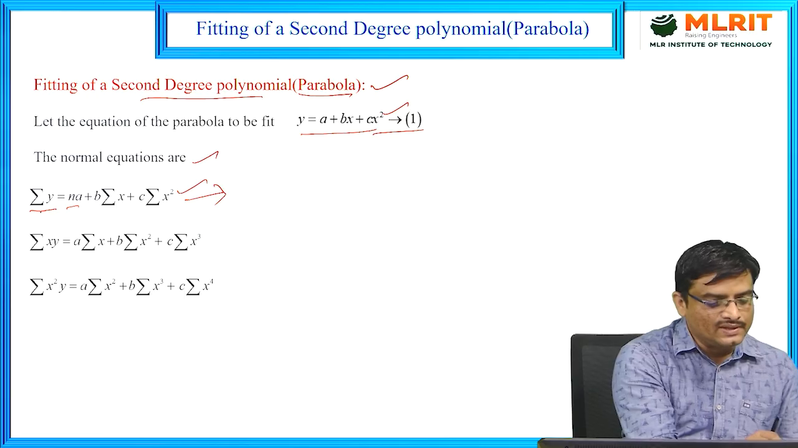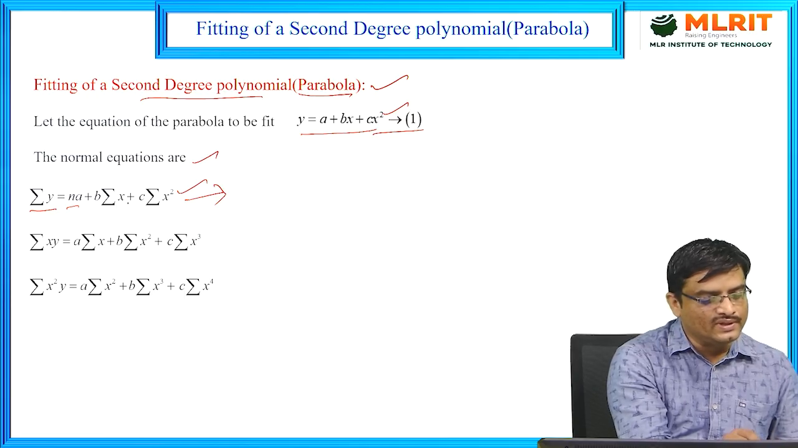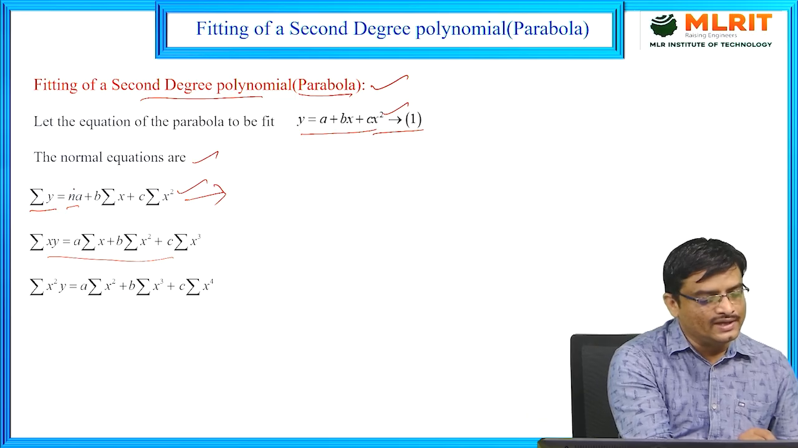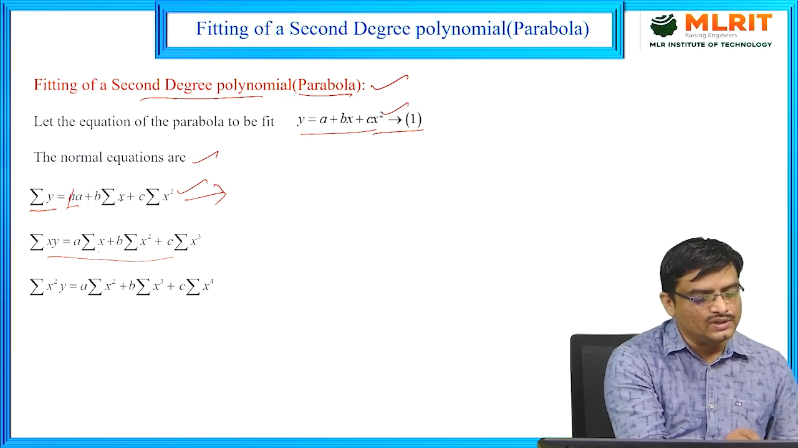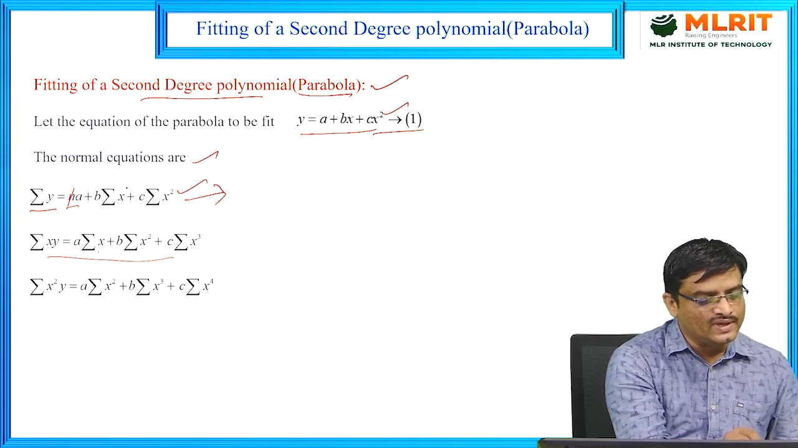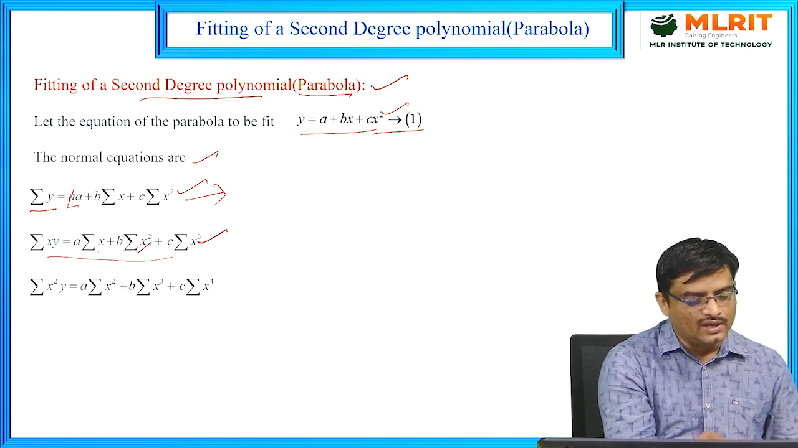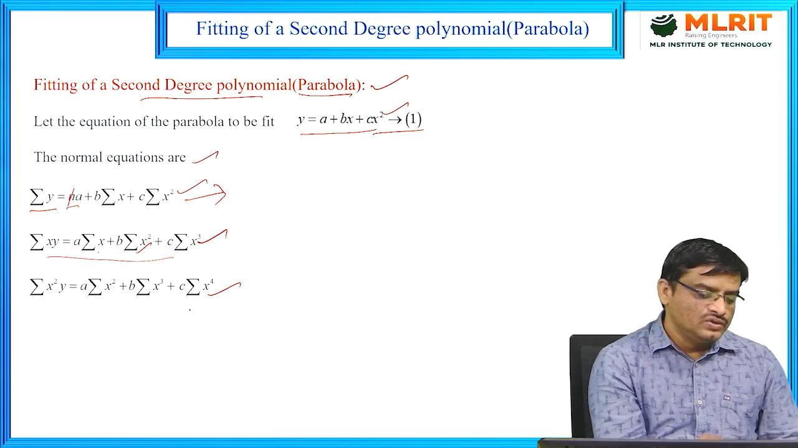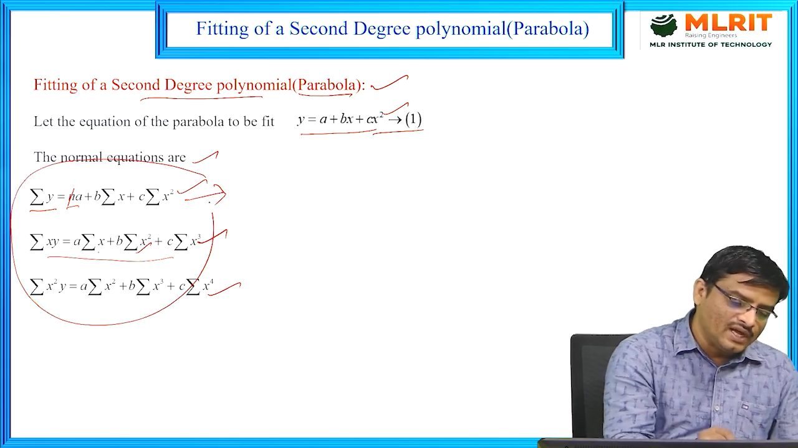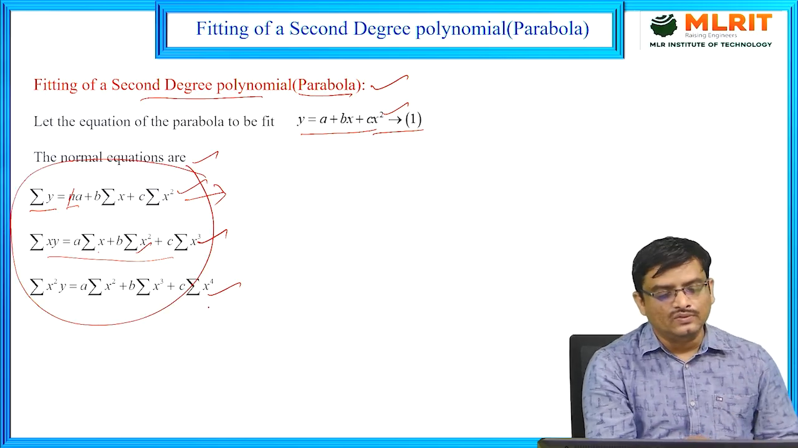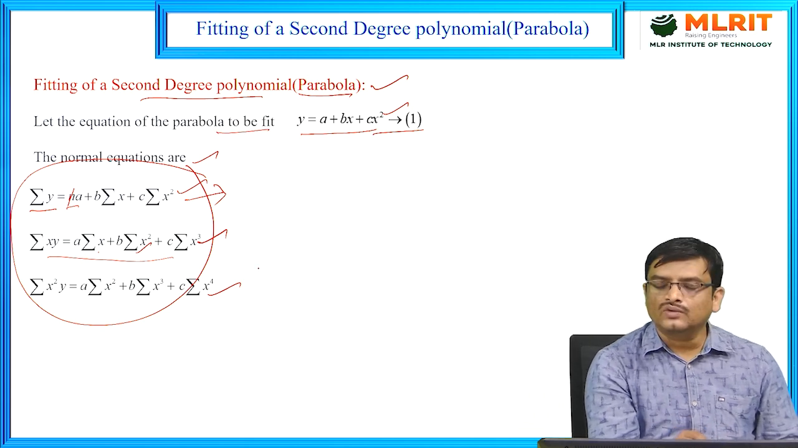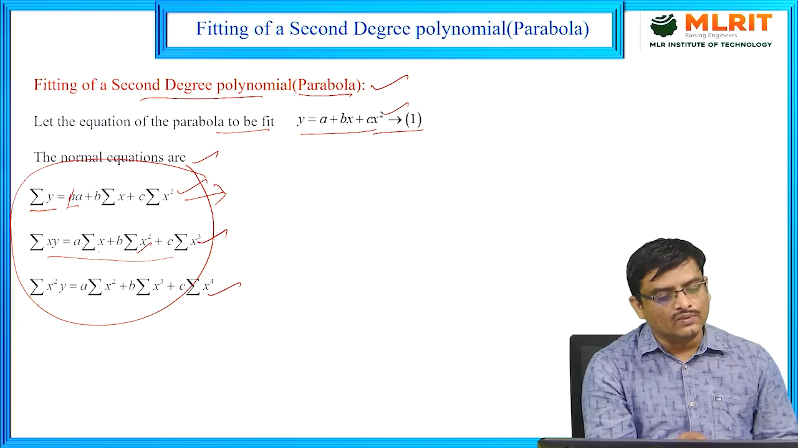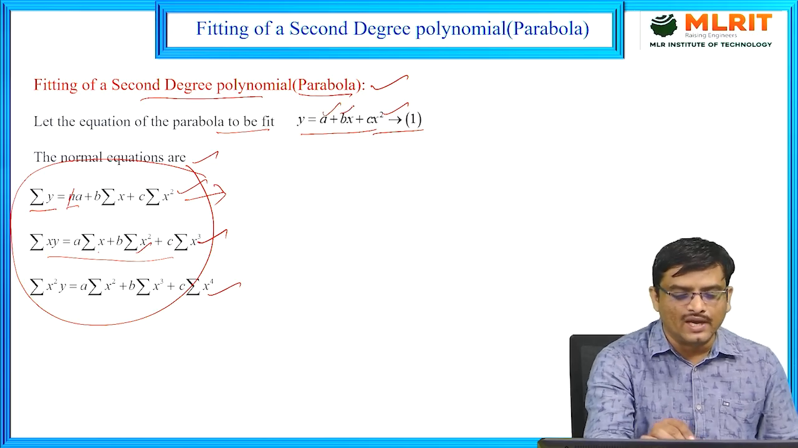Now for this normal equation, you multiply with x on both sides, and you will get this one. Summation x into y is equal to, neglect this, a into summation x plus b into, already here we have x, if you multiply this x with x, we will get x square, x cube. Similarly you go for this third equation. So these are the 3 normal equations we will consider to fit a parabola or second degree polynomial. By using these 3 normal equations, we are going to get the values of a, b and c.